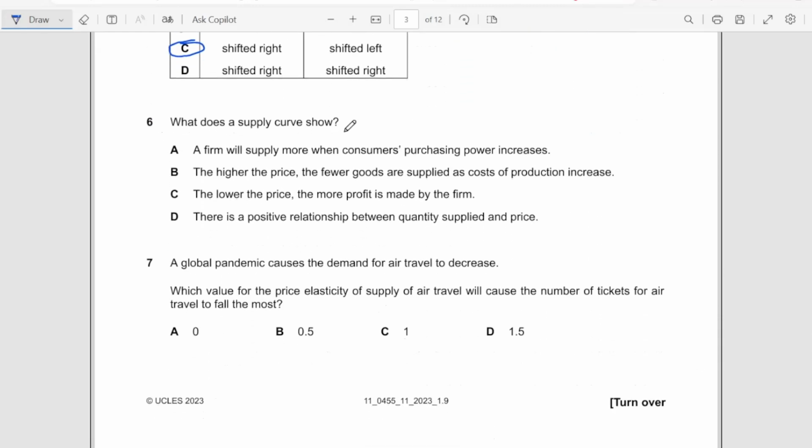What does the supply curve show? A firm will supply more when the consumer purchasing power increases. Well, that has to do with demand. The higher the price, the fewer goods are supplied. No, the higher the price, the more goods are supplied. The lower the price, the more profit.